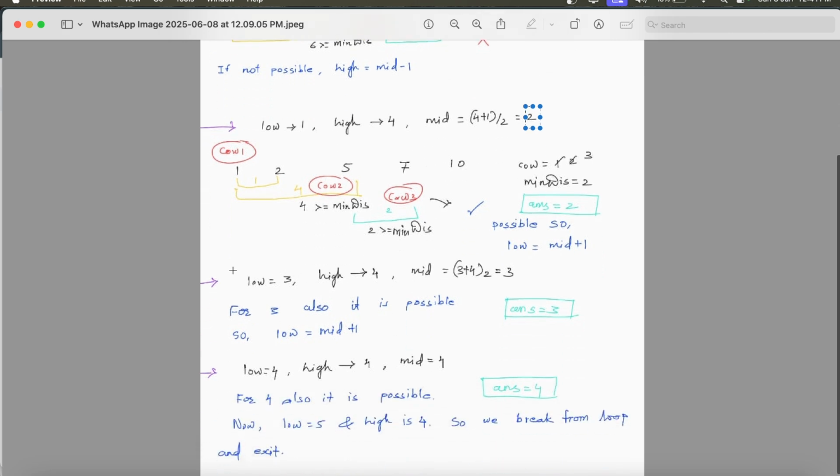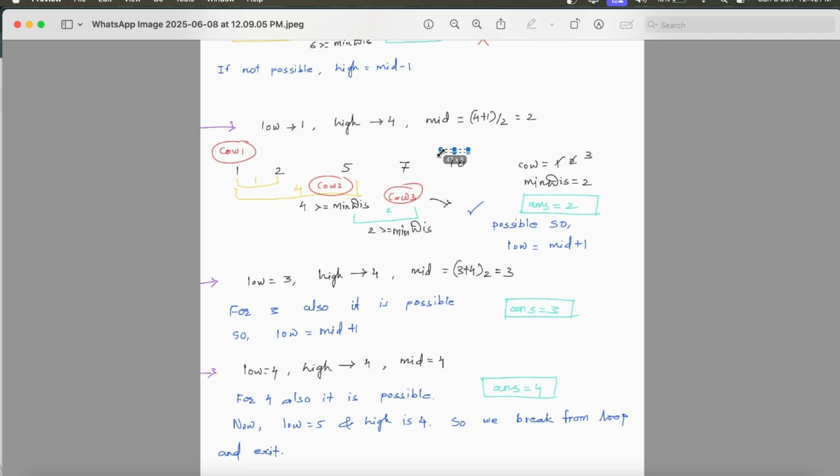So the new range is low 3, high 4, and the mid is 3. For 3 also, if we try the same thing, let us see. Between 1 and 2 it is 1, between 1 and 4 it is 4, so 4 is greater than or equal to 3. So yes, 3 is satisfying, so the second cow we can keep at this location. When we try to keep the third cow between 5 and 7, the distance is 2, which is not satisfying because we are checking if 3 is a possible answer. So 2 is what we got between these two, so it is not possible.